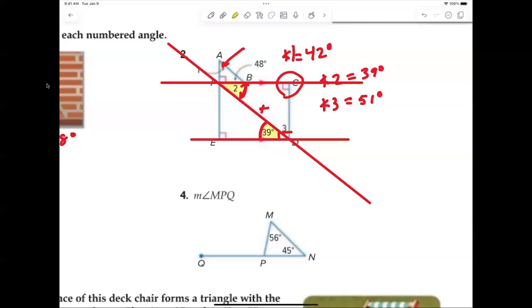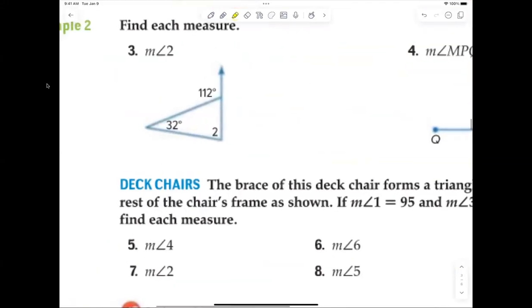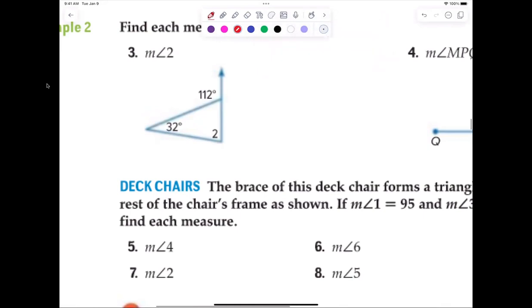All right, let's check out number 3. Now, I always try to show kids that I don't really need to know the exterior angle theorem, right? Because if I want to, I can always just do the triangle sum. For example, this angle right here has to be 68 degrees, all right?